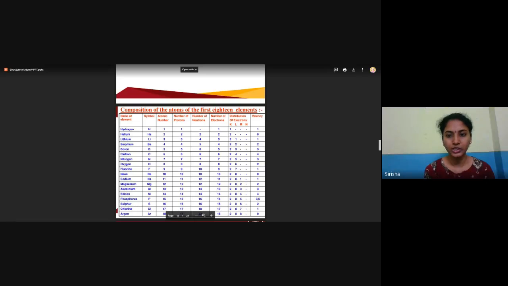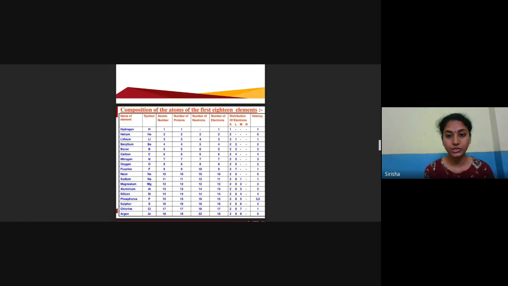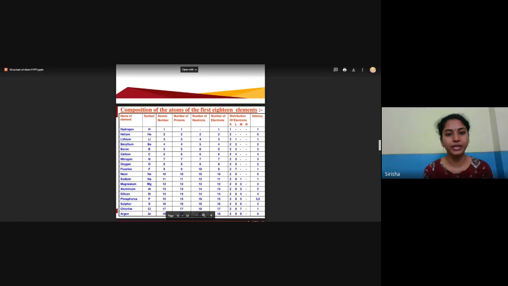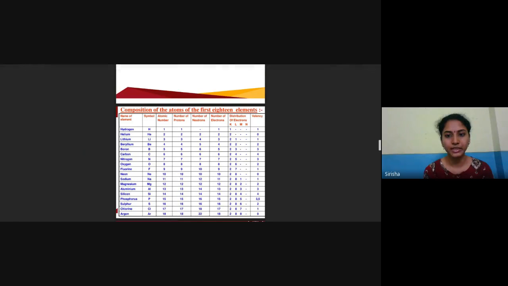So in the distribution of electrons in the shells, as there is only one electron, it can be filled only in the K shell, and the valency will of course be zero. For helium, as it is an inert gas, the valency will be zero. For lithium, the arrangement of electrons will be two electrons in the K shell and one electron in the L shell. So the valency will be one.